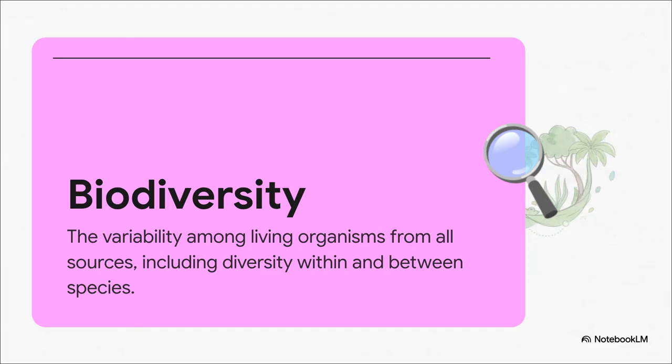Okay, so here's the official textbook definition from way back at the 1992 Rio Earth Summit. And yeah, I know, it sounds a little academic, doesn't it? But the magic words are right there in the middle. Diversity within species, between species, and of ecosystems. Those are the three layers we're about to unpack.